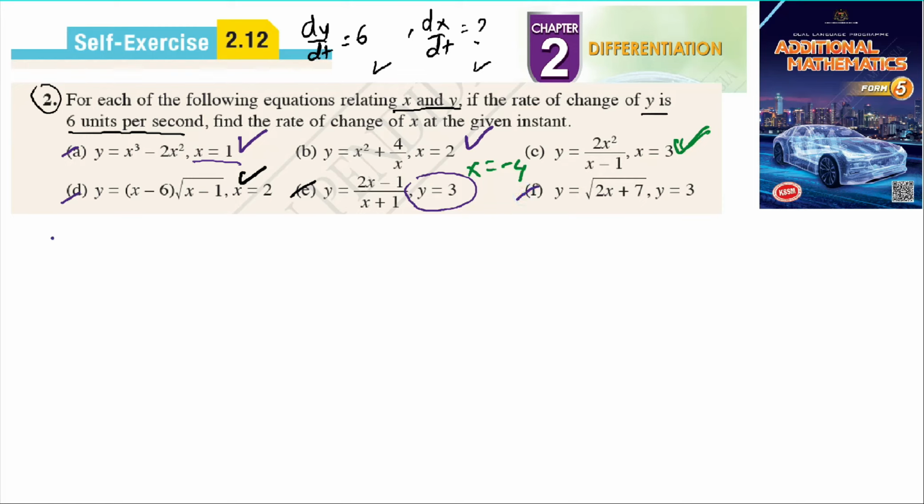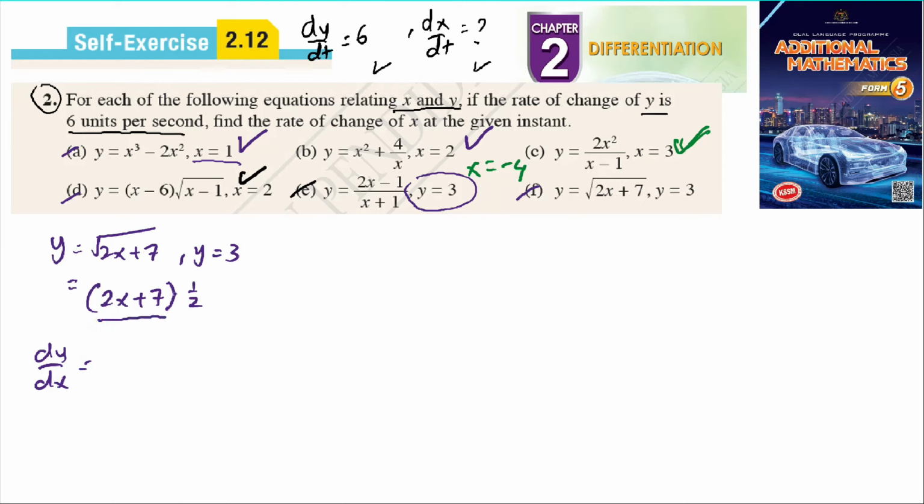So part F, y is equal to square root of 2x plus 7, where y is equal to 3. So this one is 2x plus 7 to the power of half. We cannot differentiate if you have the square root. So what you need to do is just differentiate normally without touching what is inside first. So you bring half forward, get 2x plus 7, half minus 1 is negative half. So you don't touch this one first, only after you differentiate what is inside.